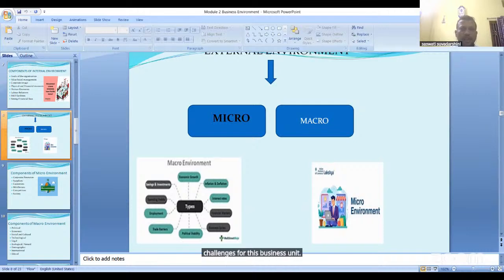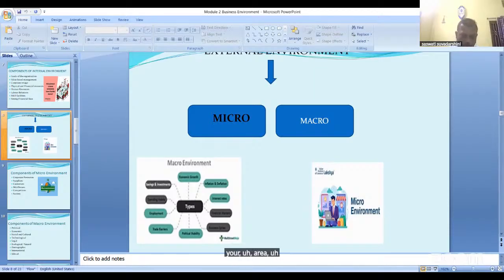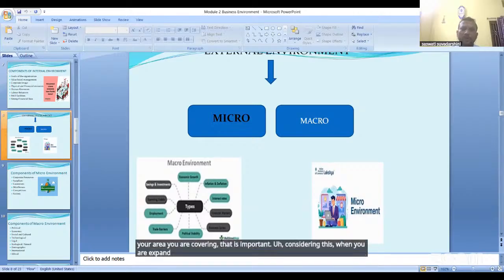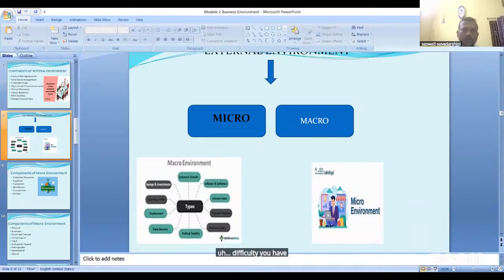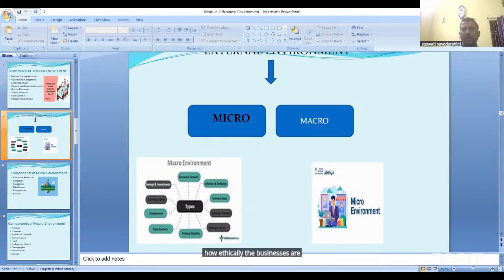Then international and national business: whether your business is international or national, the area you are covering, that is important. When you are expanding to international business, you have to deal with different kinds of legal difficulty, legal complications, so you have to solve them to do business internationally. Then ethical practices, we have already discussed how ethically the business is run by different business units.